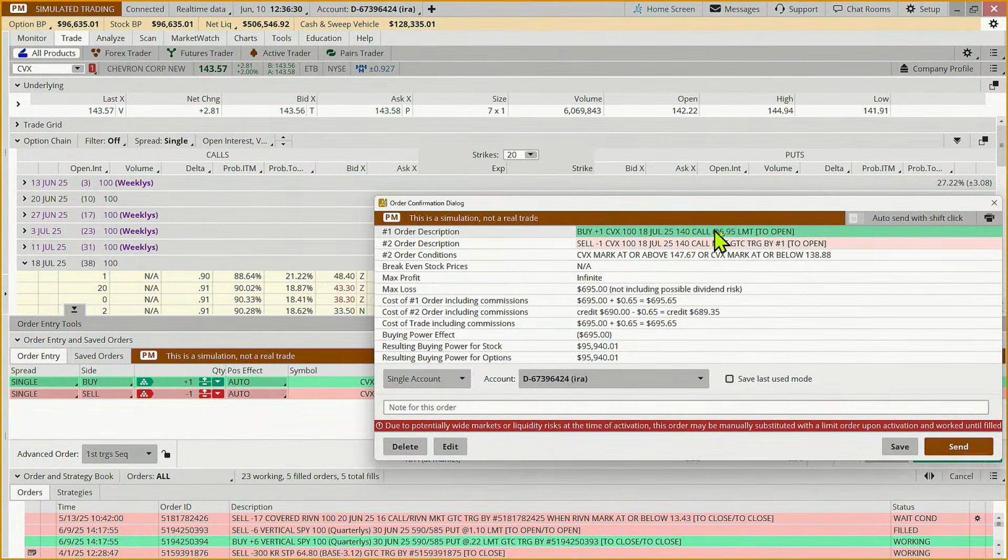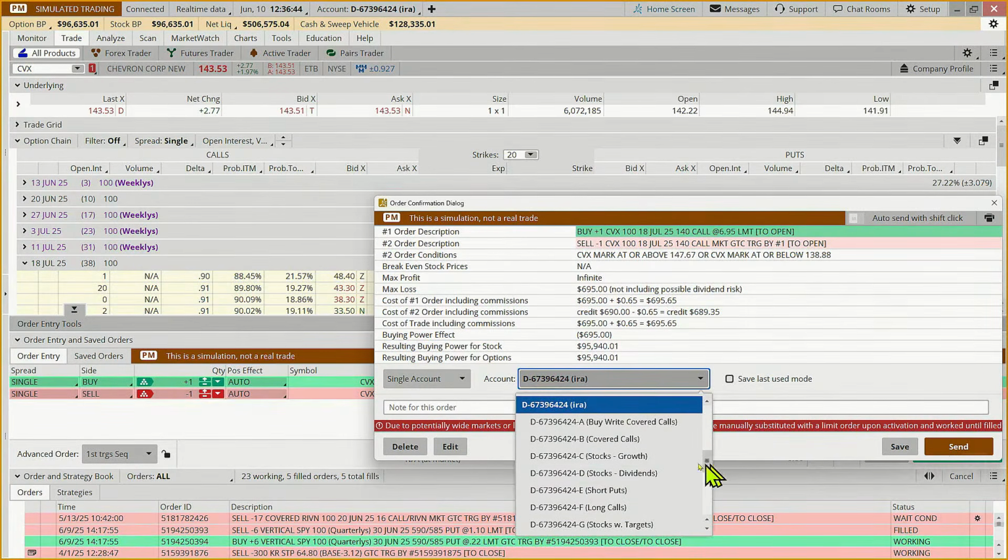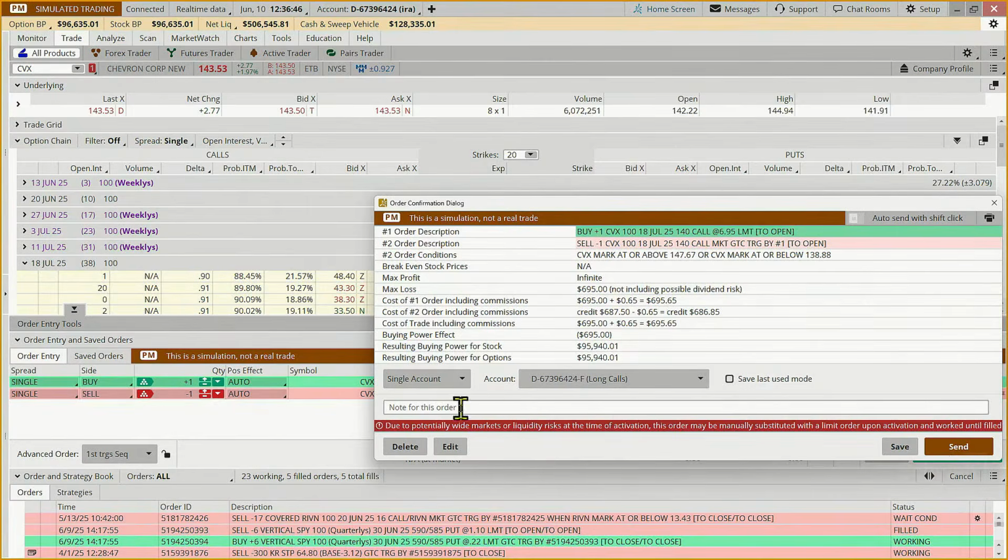So we want to buy a call. How much could we lose? $695, all of what we spent to buy it. But we want to exit when it goes above 147 or below 138. And so we would put that in our long call group. And this is our 1 ATR target and exit.